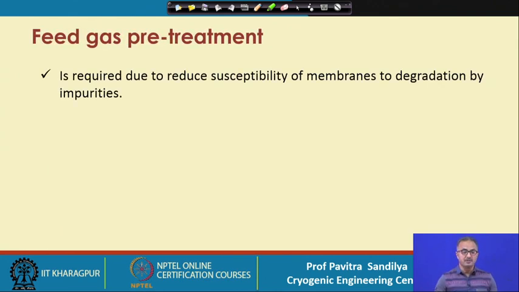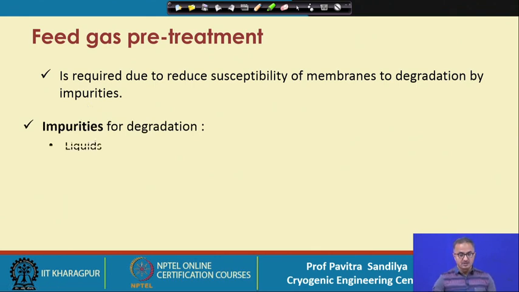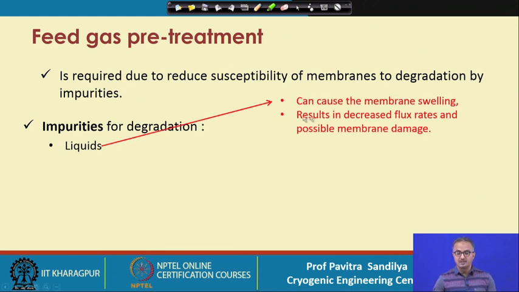In case of membrane, we need to pre-treat the gas because the membrane pores may get choked by some particulate matter. So it is required to pre-treat the gas to reduce the susceptibility of the membranes to degradation in the presence of some impurities. There can be several types of impurities. Suppose we have some liquid impurity, and this liquid impurity may cause the membrane swelling. The membrane can get swelled, and then it may result in a decreased flux rate and possible membrane damage.